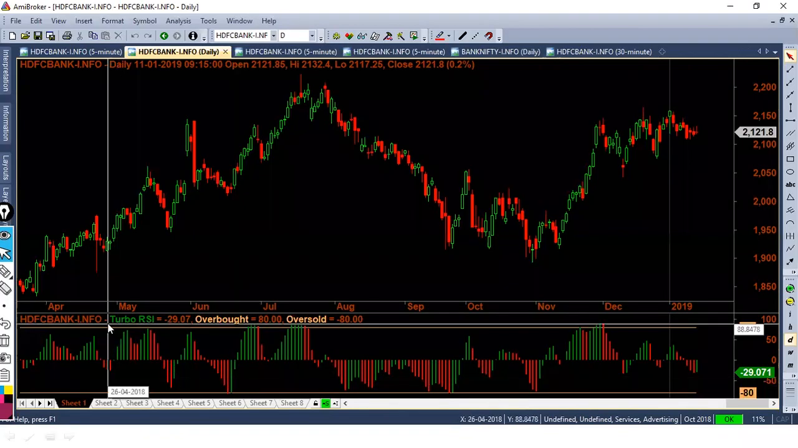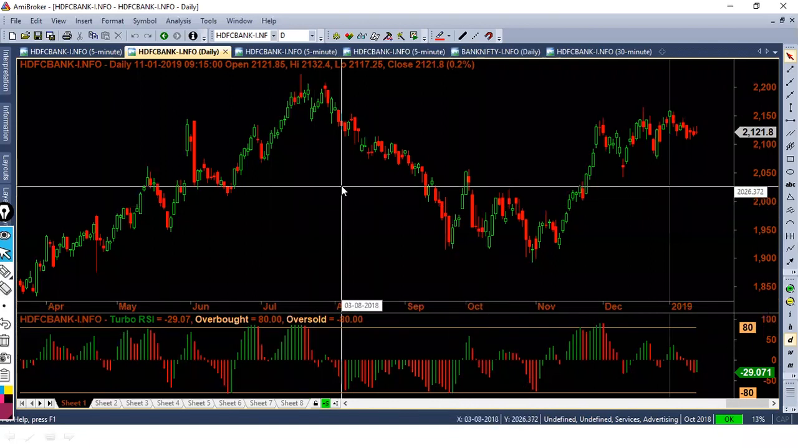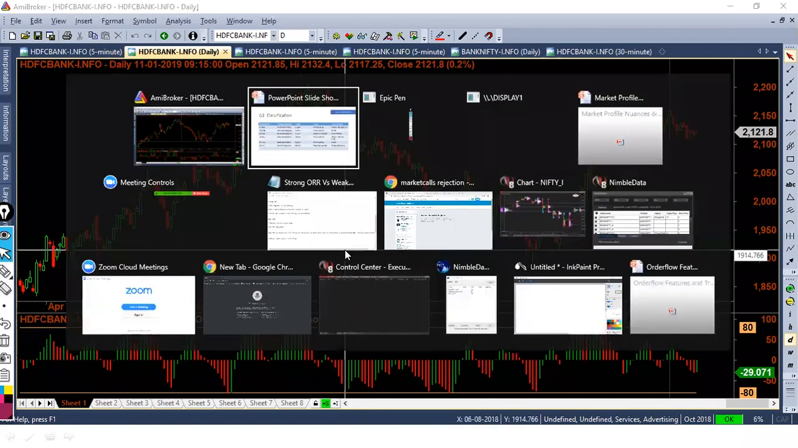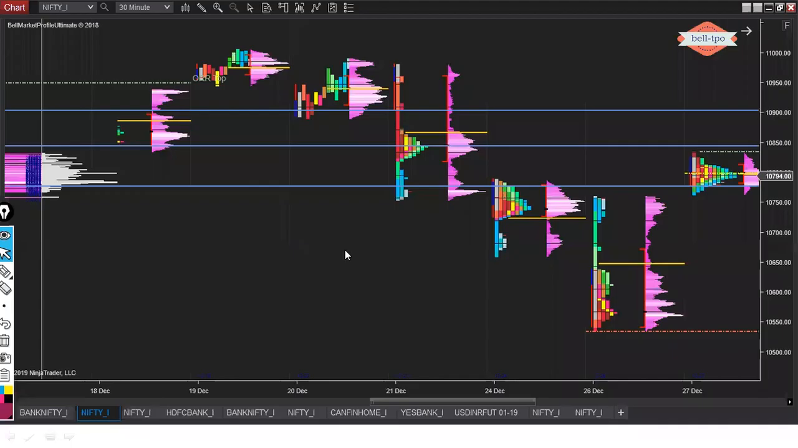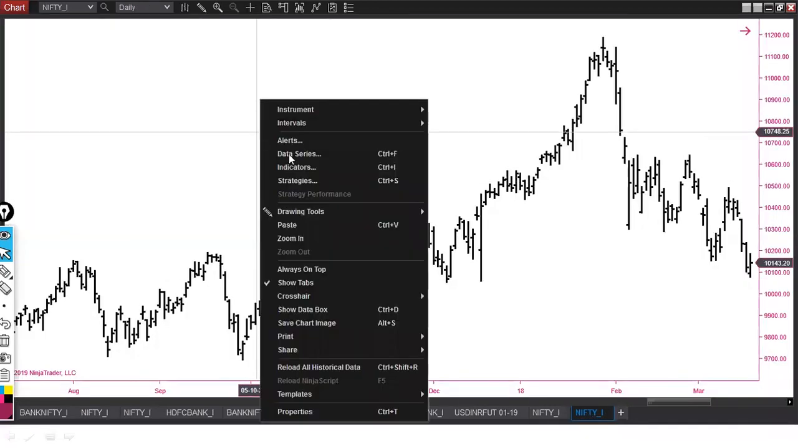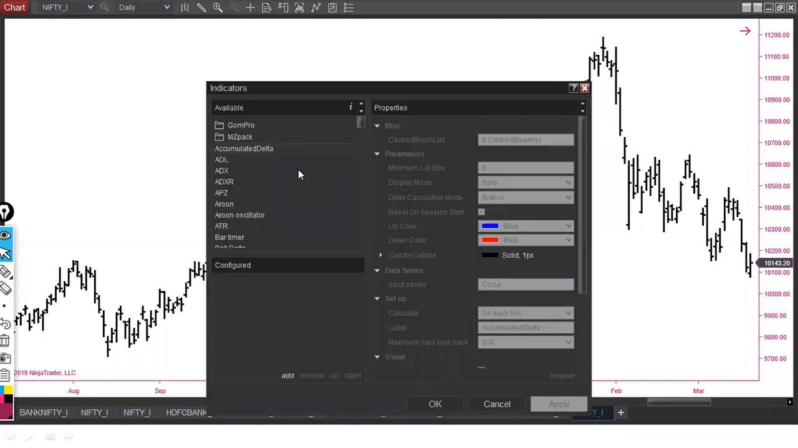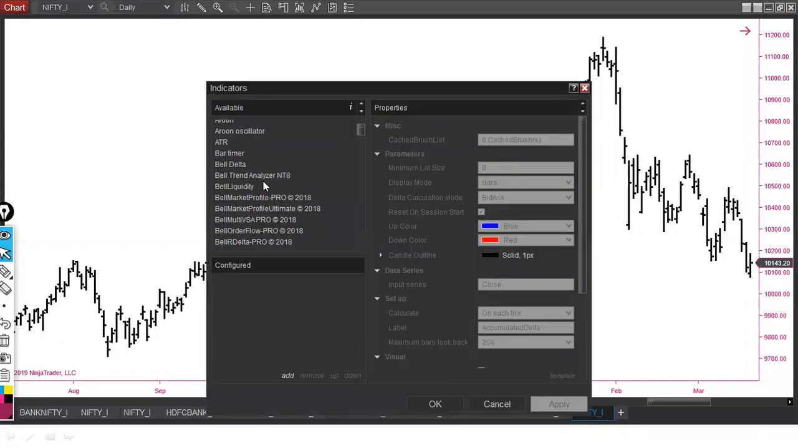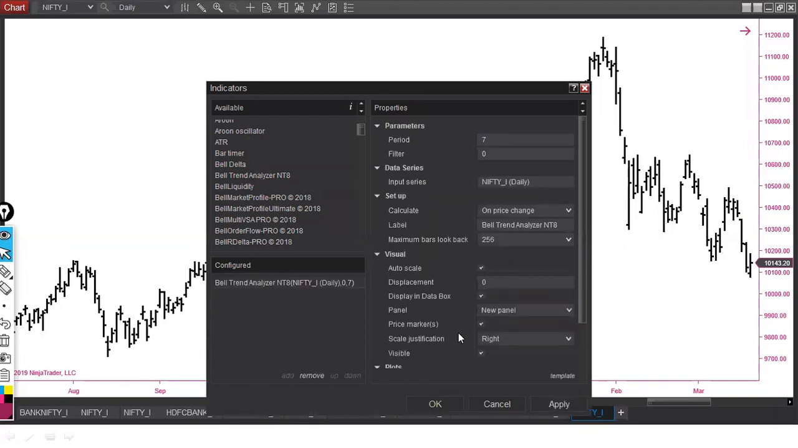So it was looking like this. This is on an AmiBroker chart. Same thing you'll be getting in NinjaTrader as well. So right click, and if I go to indicators, say Bell Trend Analyzer.